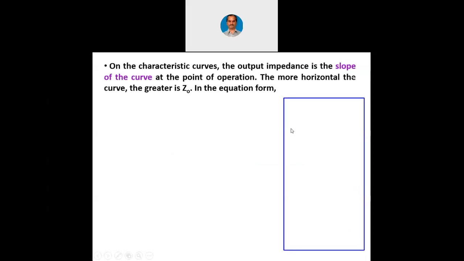On the characteristic curves, the output impedance is the slope of the curve at the point of operation. The more horizontal the curve, the greater is Z0. Let us see that later on. Now, in the equation form, RD is delta VDS by delta ID because at the output side we have VDS and ID. X-axis will be VDS, Y-axis will be ID, and you are already familiar with that particular curve. You have to visualize the cutoff region, the ohmic region, and the saturation region.